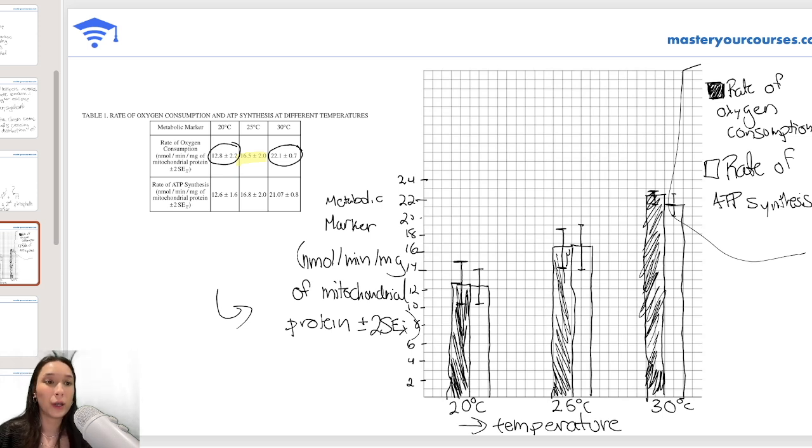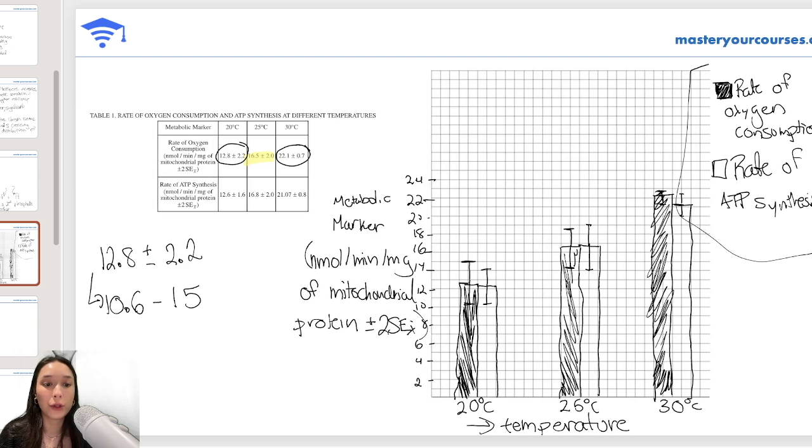So for this one, you have 12.8 plus or minus 2.2. That means that this can range anywhere from, let's see, 12.8 minus 2.2 would be 10.6, and then that would take us to 15. So that's the range for this one.